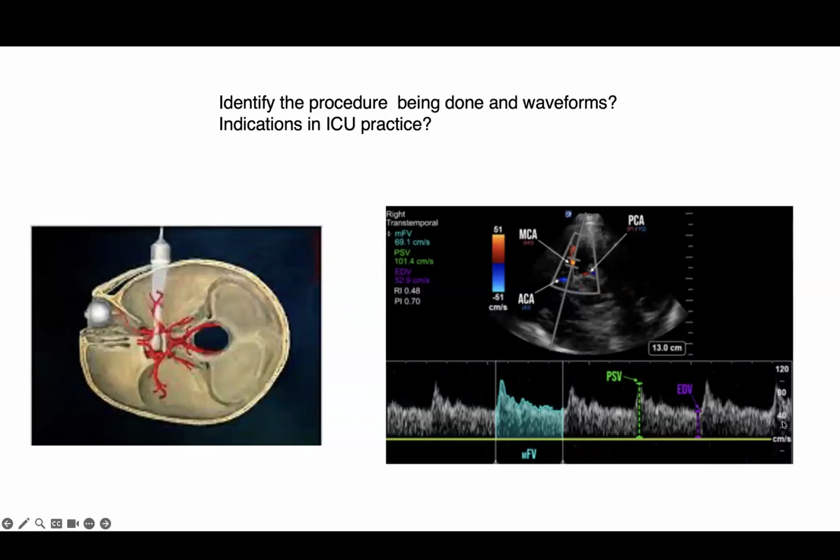Here the numericals are present. So even if it is not calculated, it is not a problem. And here also they have given the values. So here you can see the peak systolic velocity, here you can see the end diastolic velocity, and here you can see the mean flow velocity. So the indications, one is vasospasm monitoring. Fine. What are the other three indications then?